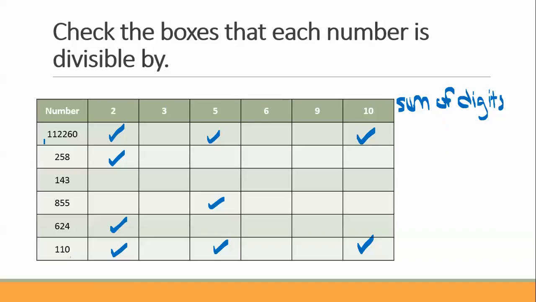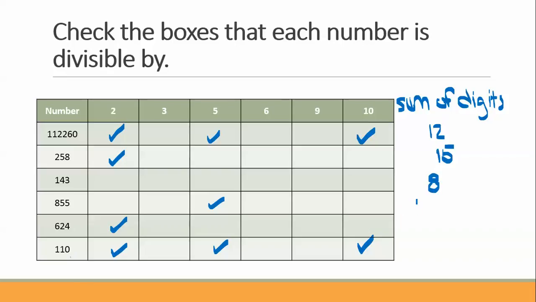So the sum of the digits of 112,260 is 1 plus 1 is 2, plus 2 more is 4, plus 2 more is 6, plus 6 is 12. So the sum of those digits is 12. The sum of the digits for 258 is 2 plus 5 plus 8, so that's 15. The sum of the digits for 143 is 1 plus 4 plus 3, so that's 8.